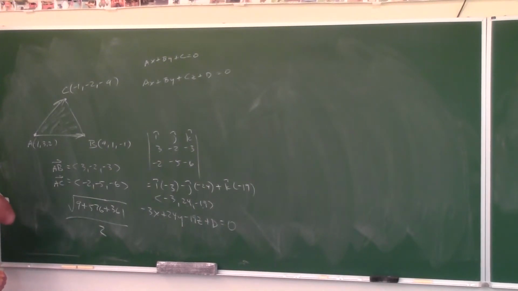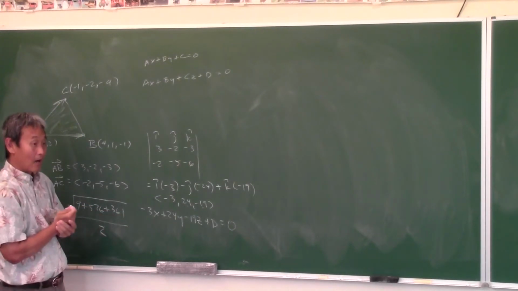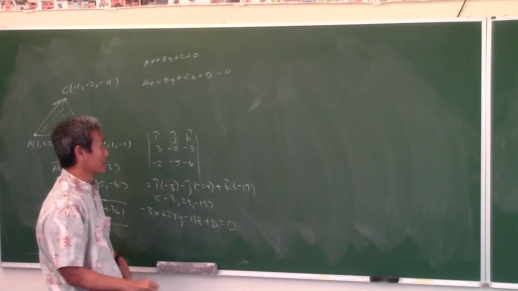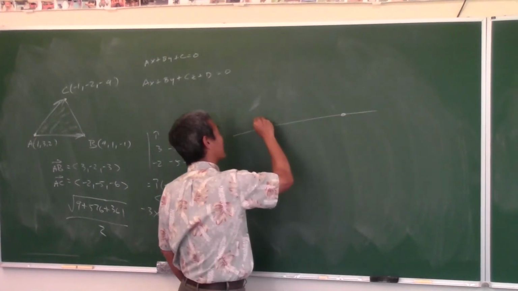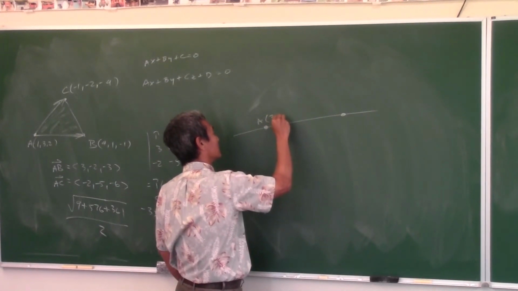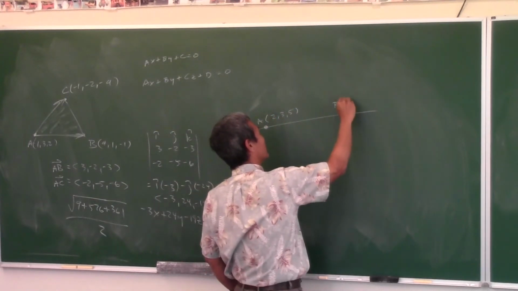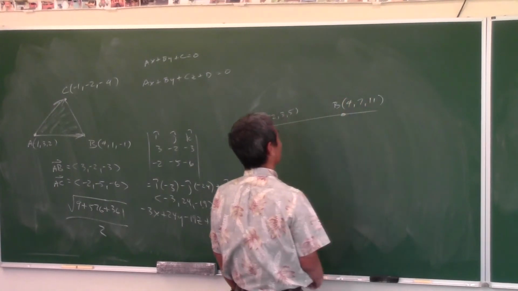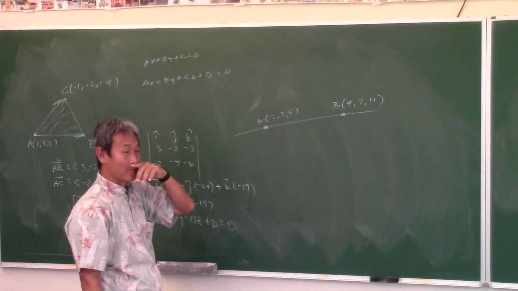Okay, we got 10 minutes left. Now this is an equation of a plane. How do you write the equation of a line in 3 dimensions? For example, what if you have 2 points? Make up some numbers. Point A is 2, 3, 5. And then point B is 4, 7, 11. Write the equation of the line, not a plane anymore, a line that goes through these 2 points.